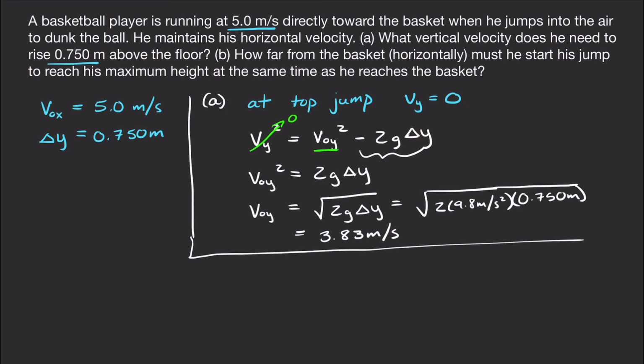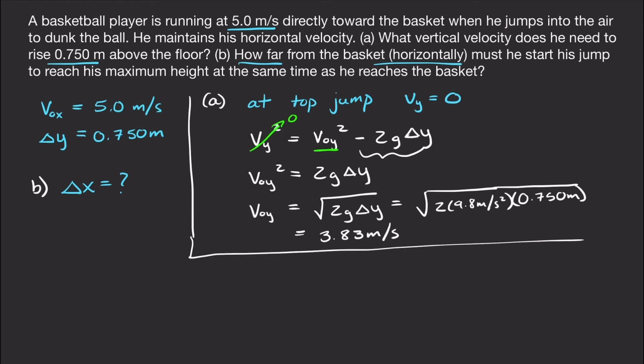Okay, so now I can move on to part B. How far from the basket? So how far horizontally? At this point, it says how far, and it kind of gives me a hint. So I know I'm looking for delta x. So how far horizontally must he jump to reach his maximum height at the same time?